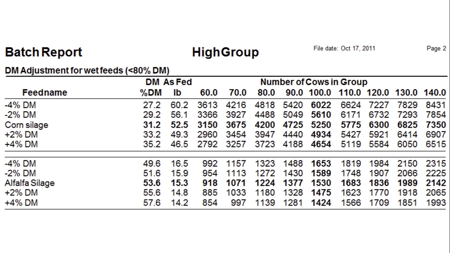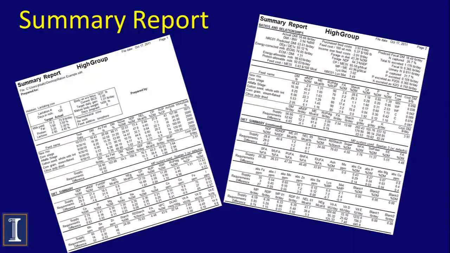I have another wet ingredient there, alfalfa silage, and again, that same principle applies. So again, if we can estimate differences in dry matter shifts, I can very quickly make my TMR or my batch much more accurate. This simply shows a summary report.